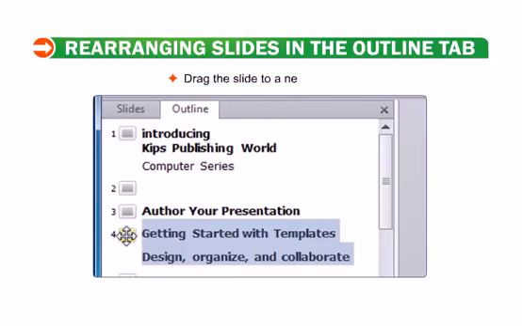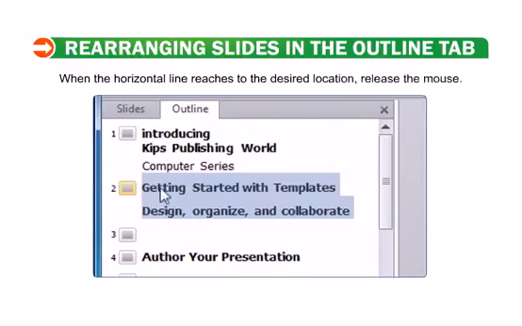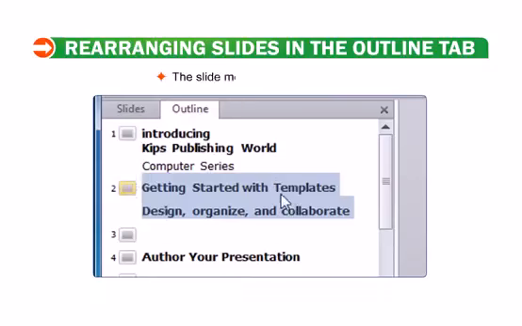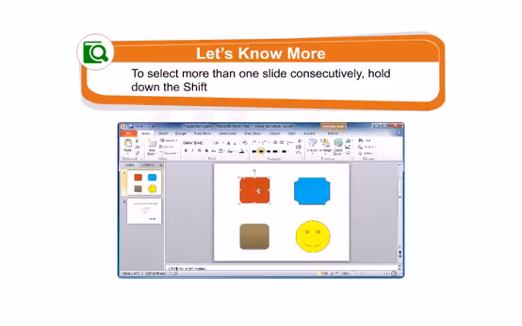Drag the slide to a new location. A horizontal line appears as you drag the slide. When the horizontal line reaches the desired location, release the mouse. The slide moves to the new location. Students know that in normal view you can rearrange the slides in the Slides tab also. Know the fact that we can select more than one slide consecutively by holding down the Shift key while you click on each slide.